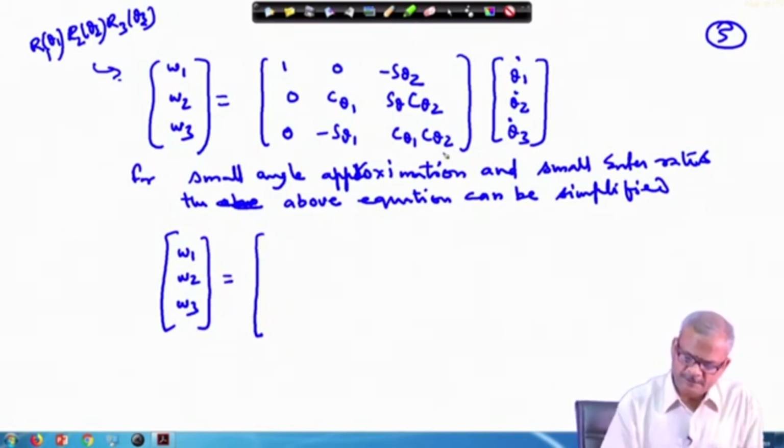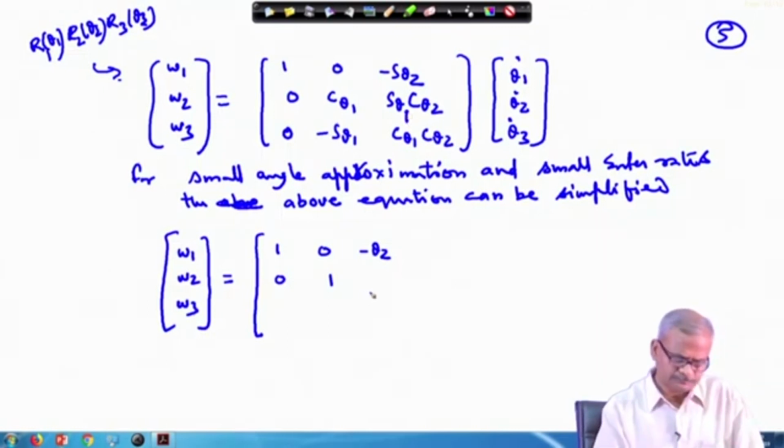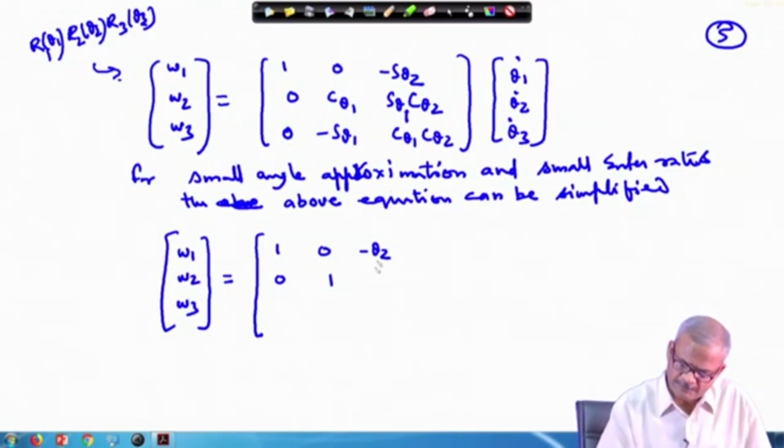So, this case also can be simplified. This is 1, 0, minus theta 2, 0, this becomes 1, here this is theta 1. So, this will become theta 1 and here 0, minus theta 1, and here in this part theta 1, theta 2. So, both are cos function.